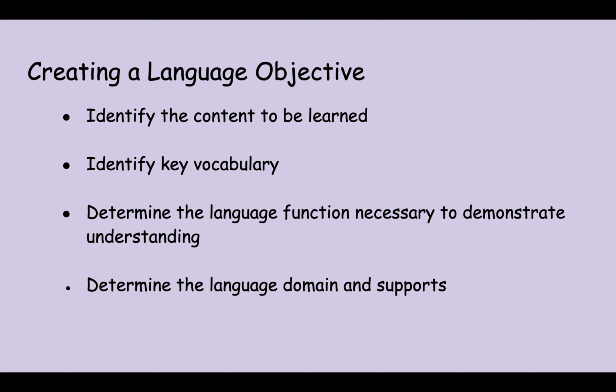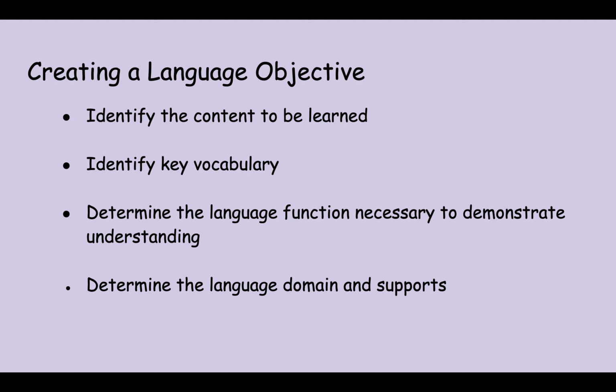It's also important as you're teaching English language learners to create a language objective. So the language objective, you're going to identify the key vocabulary. You're also going to determine the language function that's necessary for students to demonstrate their understanding. So what I mean by that is you may say students are going to write something from the content they're learning, or students are going to speak or say two things or identify certain vocabulary words. And these are all part of the language objective.